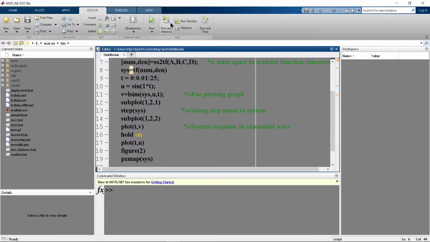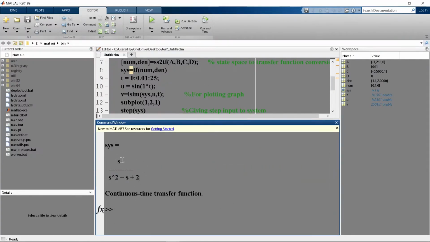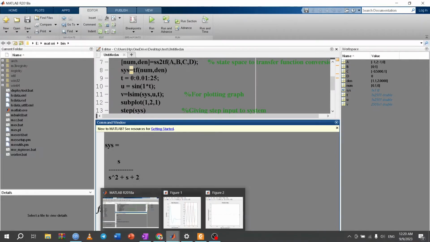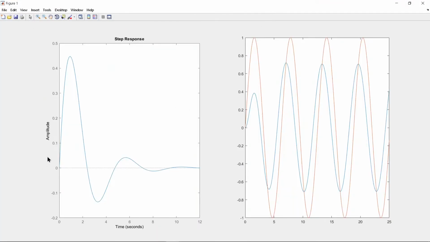So let's now run this. First I want to show you that this is the transfer function, and for the figures, this is the figure of the response to the step input. As I explained before, it will have an initial amplitude and then over time it will be 0. Here the capacitor is charging and when it is fully charged the current will be 0 as time goes by. Here we can see in 12 seconds the current will be 0.